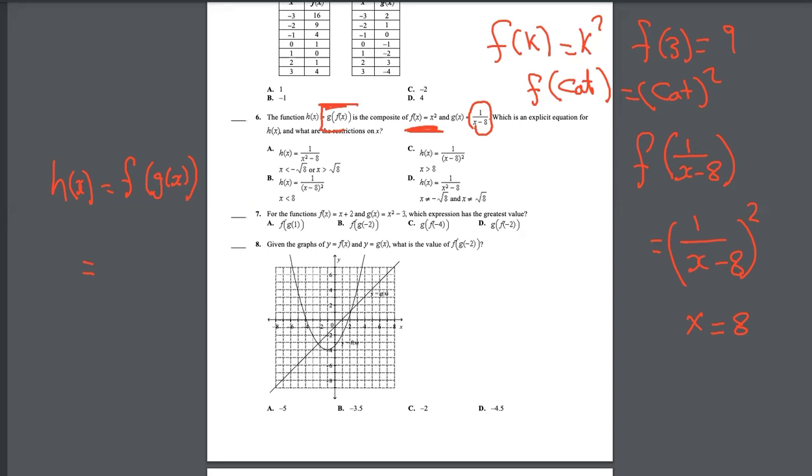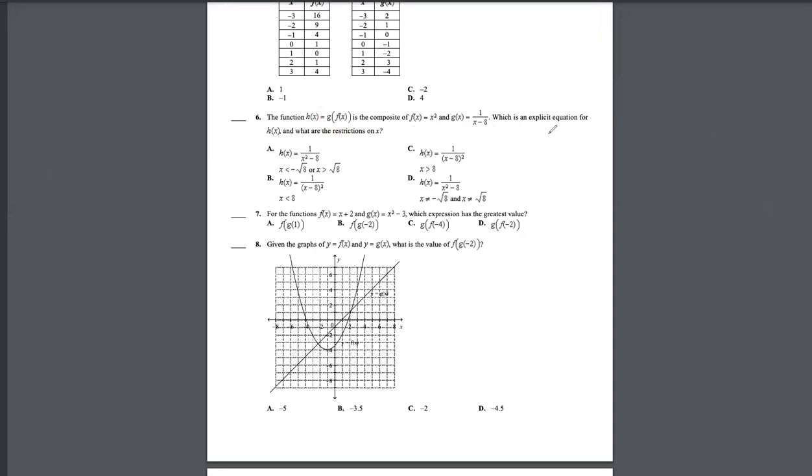So let's check your answers. Both of you answered the same. Both of you had the same choice, which is D. So let's just go and look. Which is an explicit equation, and what are the restrictions?